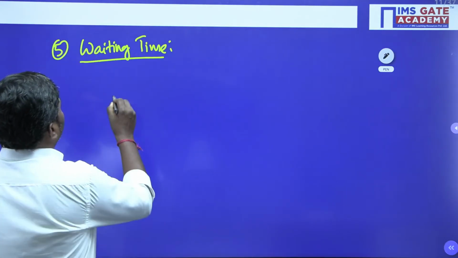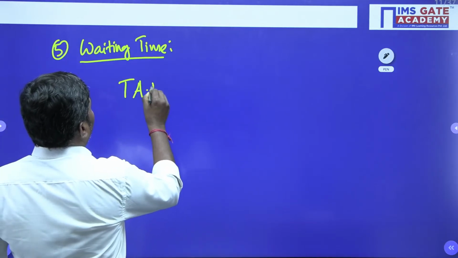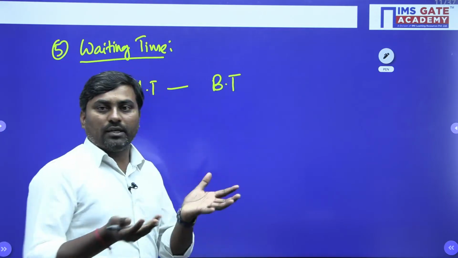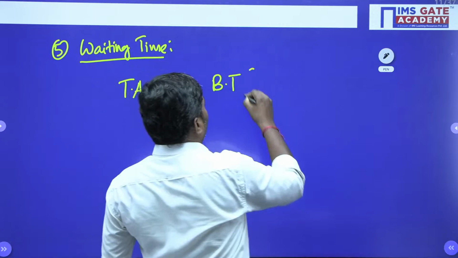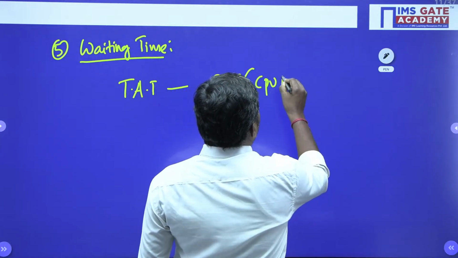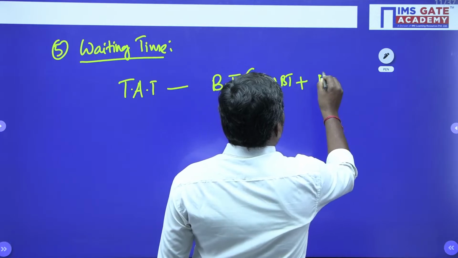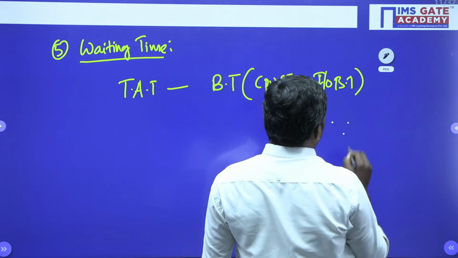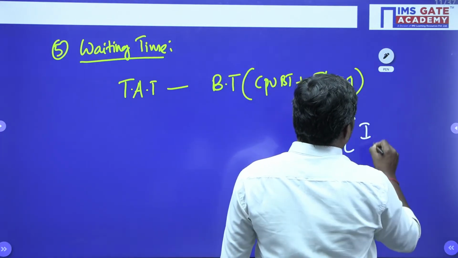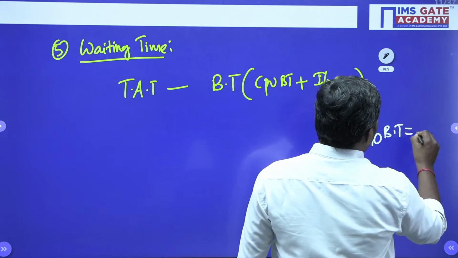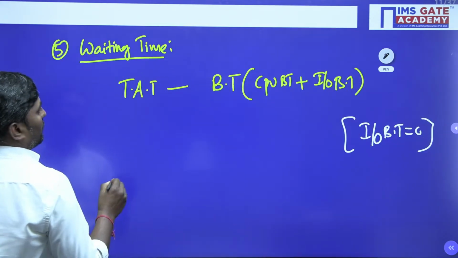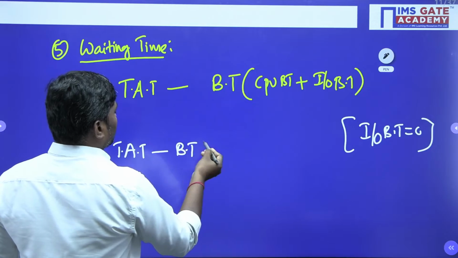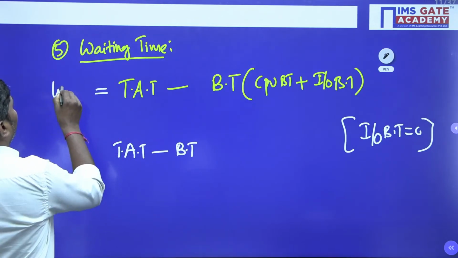So now suppose waiting time is nothing but turnaround time, TAT, minus burst time. What is the burst time? Total time, right? Yes, exactly, you said CPU burst, CPU burst time plus IO burst time. Suppose, as an assumption, the IO burst time is not there, zero. Now simply I can say turnaround time minus burst time, which is the CPU burst time by default. So this is going to be the waiting time of a process.